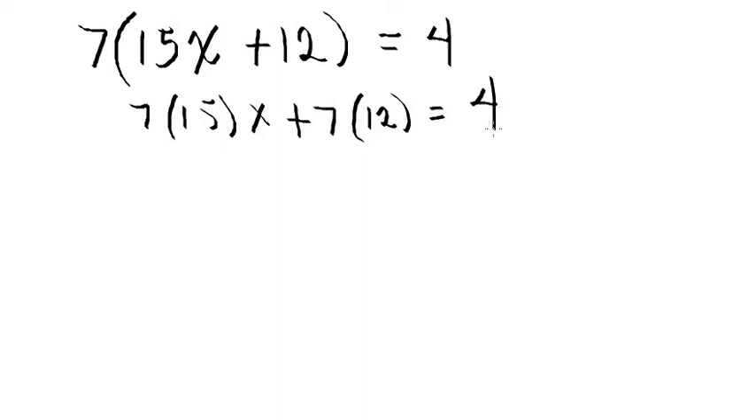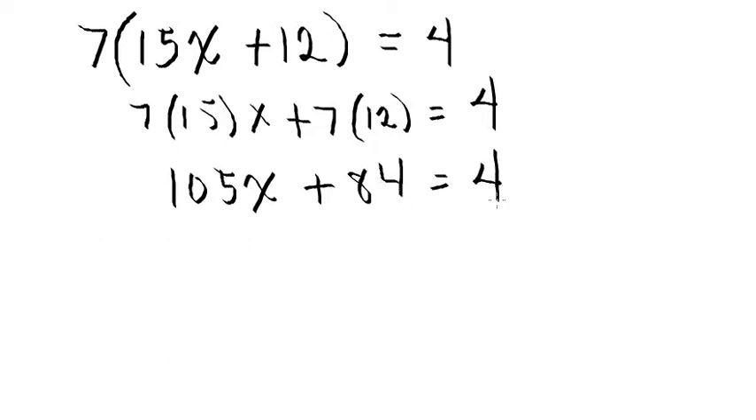Alright, so we have 7 times 15, let's say that's 30, so that's going to be 105x plus 84, and that's equal to 4. Alright, so it's in a form that we've seen up to this point quite often. So we're going to subtract 84 from both sides.